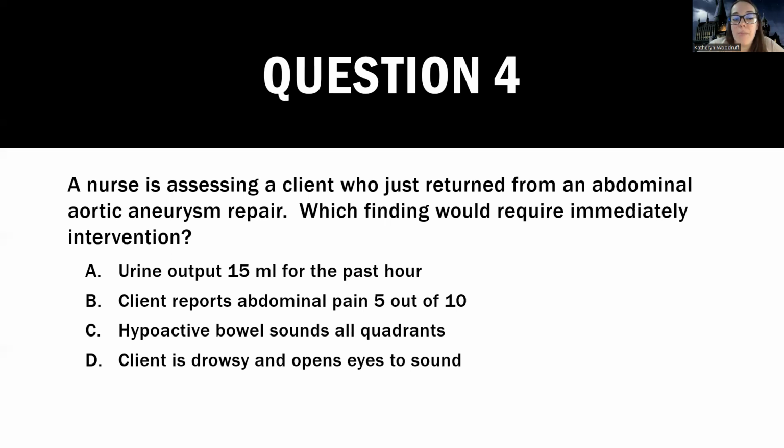My first choice is urine output 15 mLs for the past hour. Well, I don't like that at all. I know when they have that AAA repair, we're worried about clots or blockages to their legs and to their kidneys. That's already ding, ding, ding in my head, that might be the right answer, but let's keep going. Client reports abdominal pain 5 out of 10. This question is asking what's expected immediately post-operatively and which is a sign of a problem. I'm going to expect some abdominal pain. They just got their abdomen cut into to fix this aneurysm, so I would expect them to have some pain.